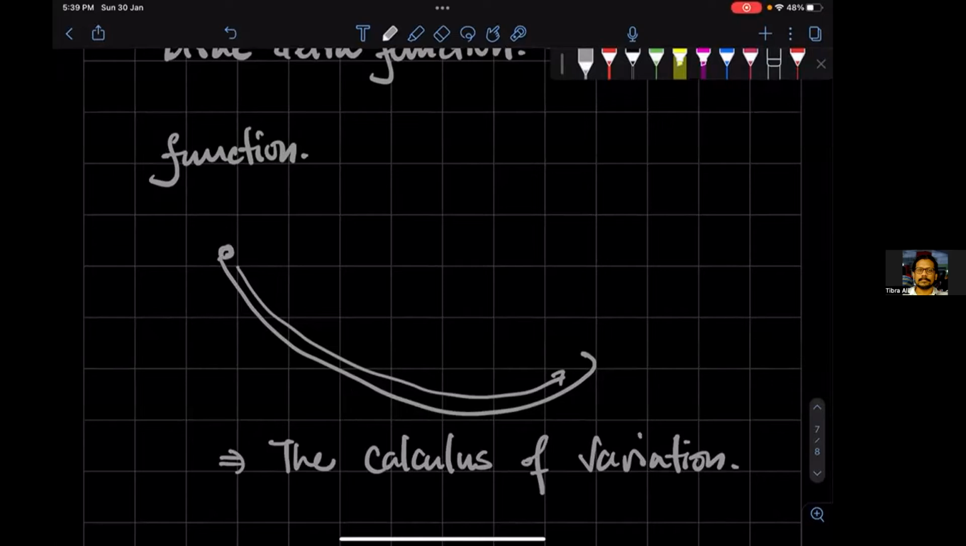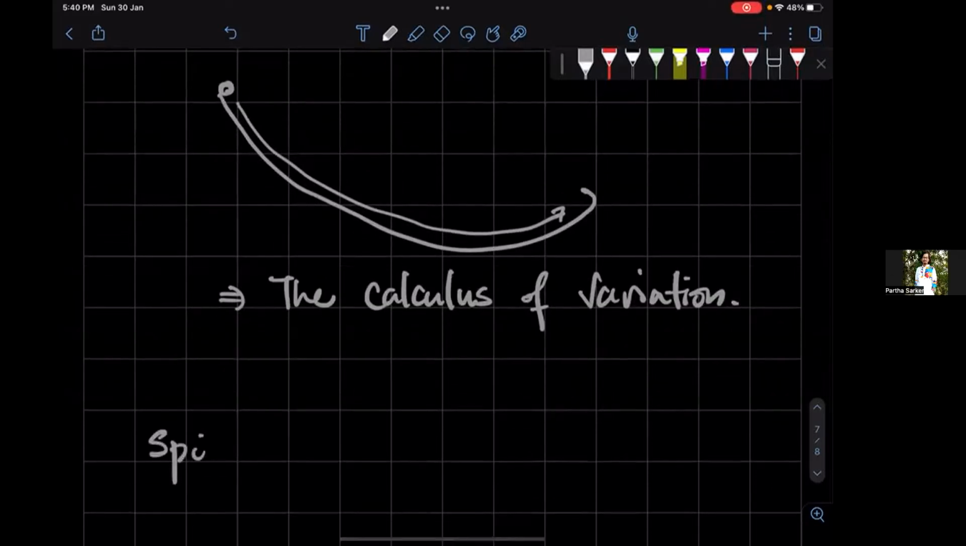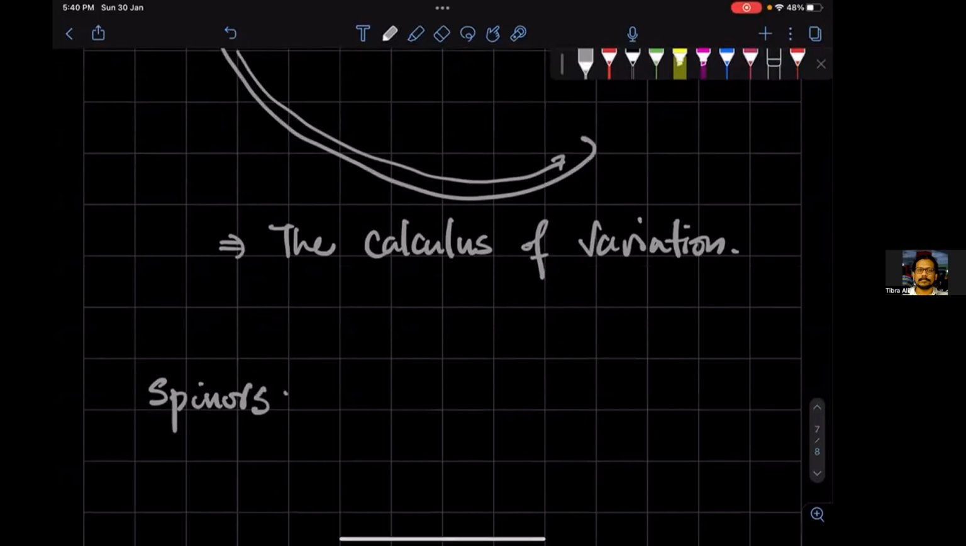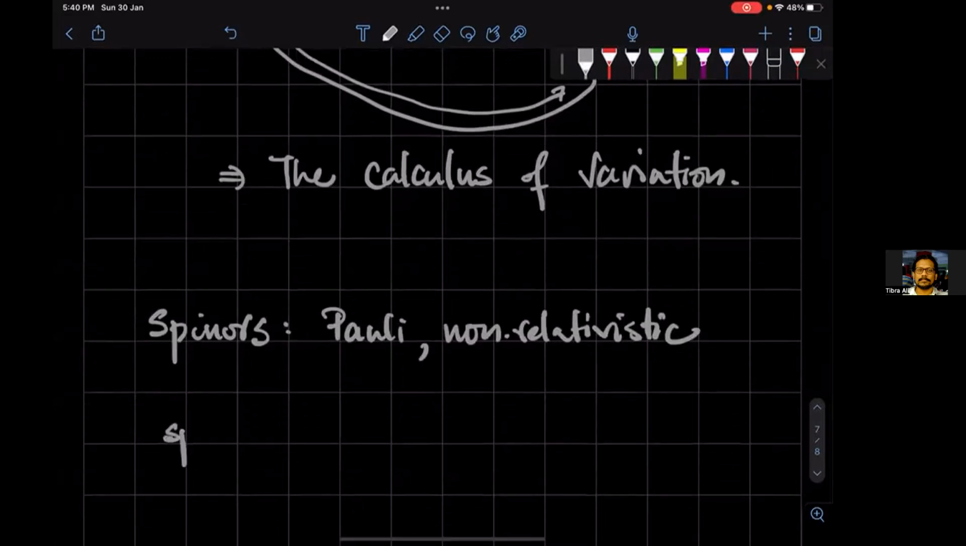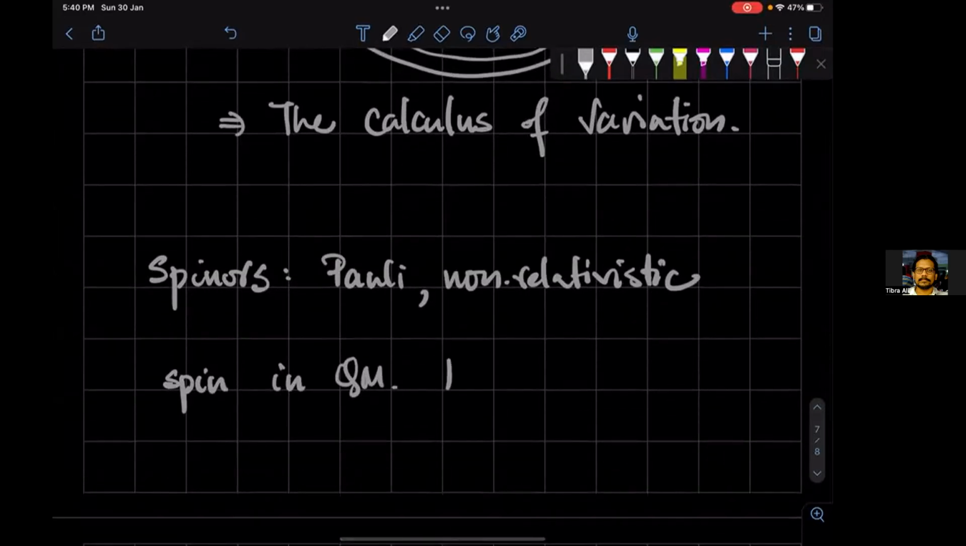Okay, so any other ideas? Sir, I have heard that the invention of spinors in physics has some mathematical new investigation for mathematicians. Oh, yeah, spinors, right? Yes, sir. So that's a very interesting comment. Spinors in physics were introduced, I think, first by Pauli, in a non-relativistic setting. It was spin in non-relativistic quantum mechanics, and later it was generalized to relativistic quantum mechanics by Dirac.